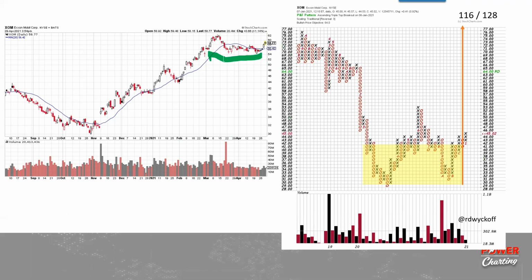And so the high here is $62. And you can see that that's right here for Exxon. And so that is what's taken place since we took this point and figure count across here. But note the count that we have of this area is 116 to 128. Lots of room to run.